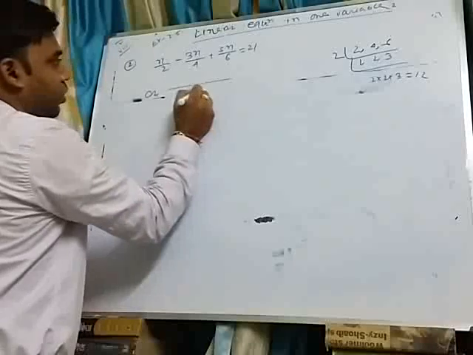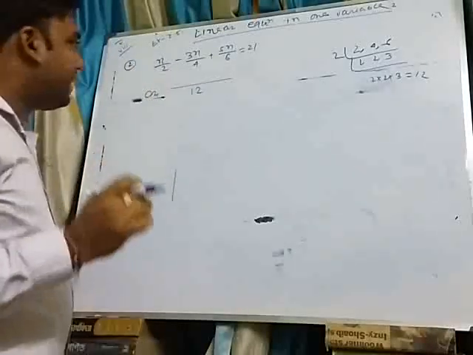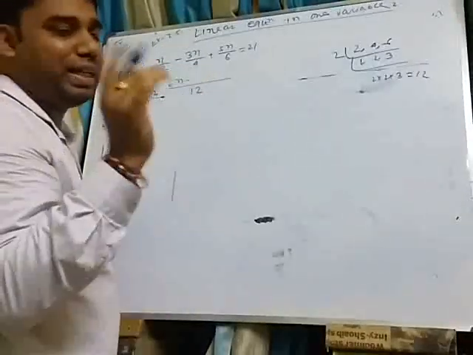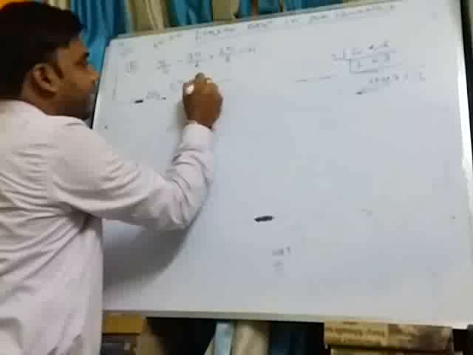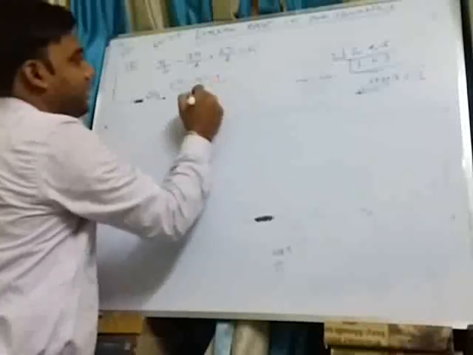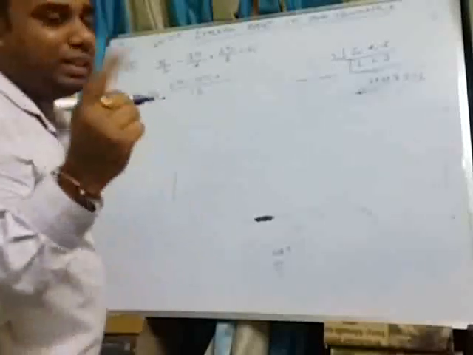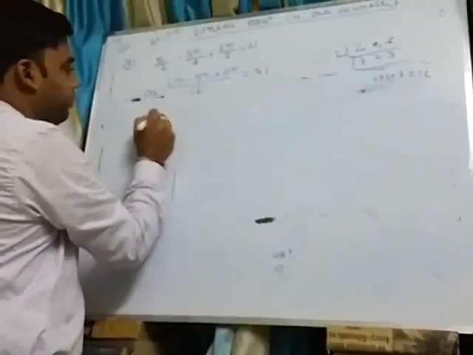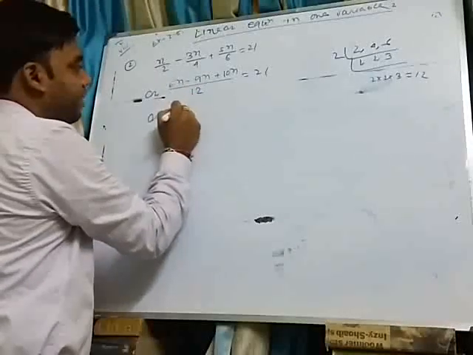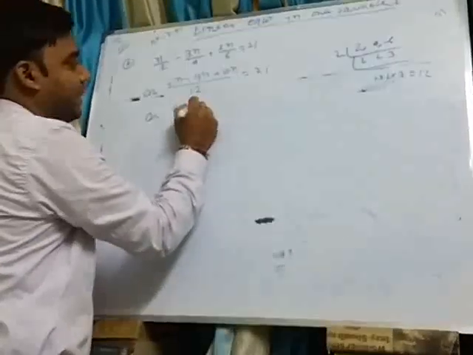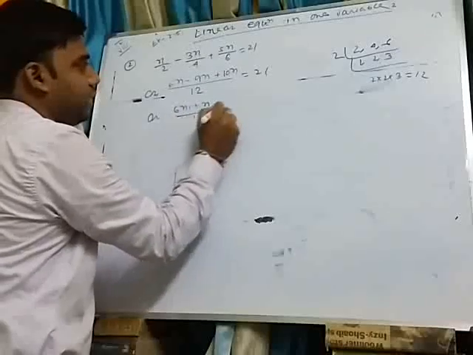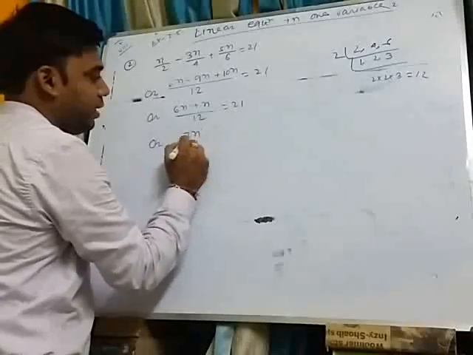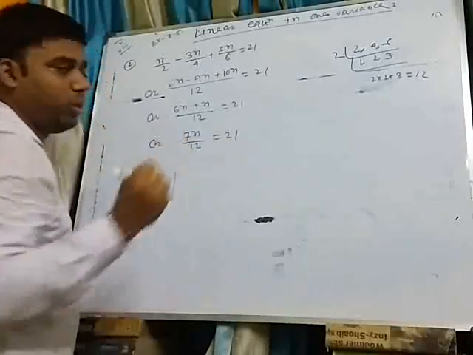Now 12 divided by 2, that is 6. It will be 6n minus 12 divided by 4, that is 3, 3 into 3n, that is 9n, plus 12 divided by 6, that is 2, 2 into 5n, that is 10n equal to 21, or 6n minus 9n plus 10n, that is n by 12 equal to 21, or 6n plus n, that is 7n by 12 equal to 21.